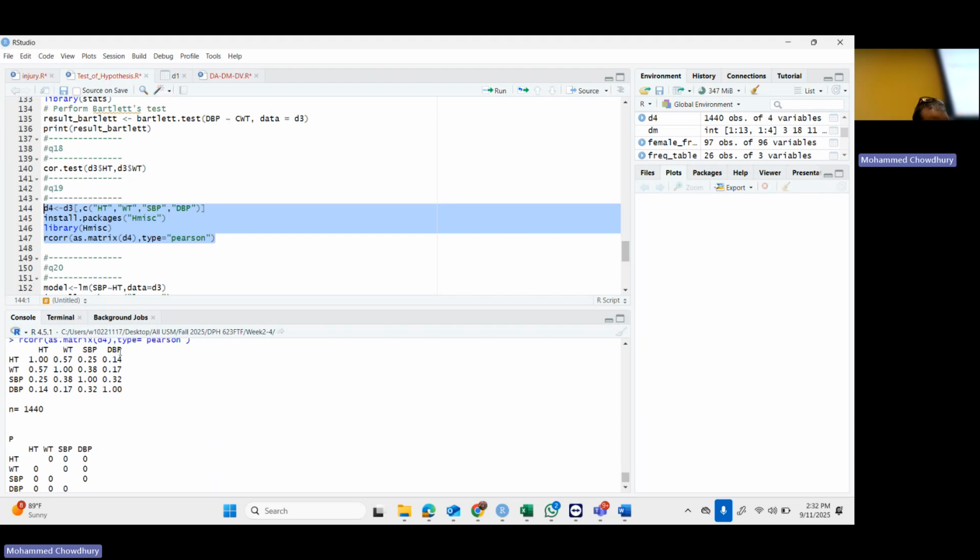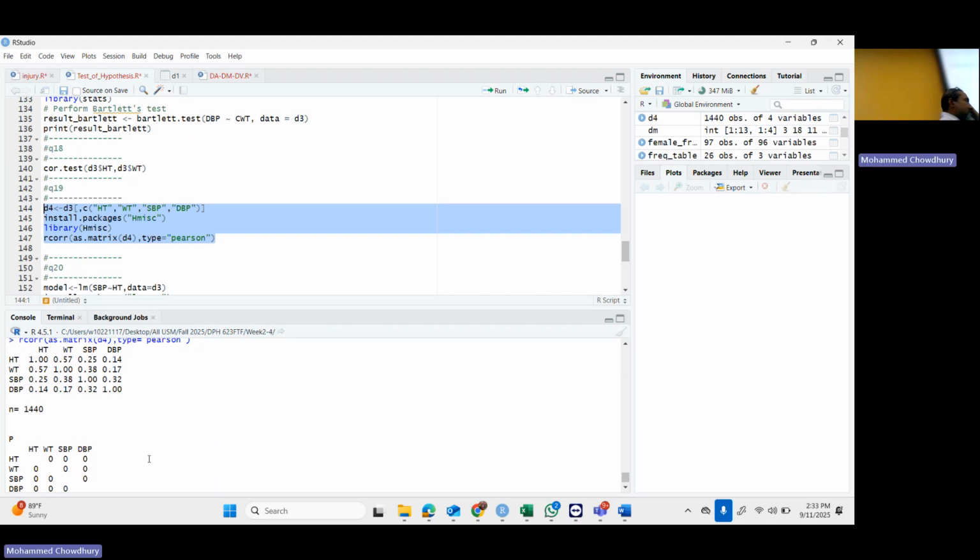This means the correlation between DBP and height equals 0.10. Are height and DBP highly correlated? The null hypothesis is that HT and DBP are not correlated. The alternative hypothesis is that they are correlated. So the p value is 0. So that means the null hypothesis is rejected, which states HT and DBP are independent.